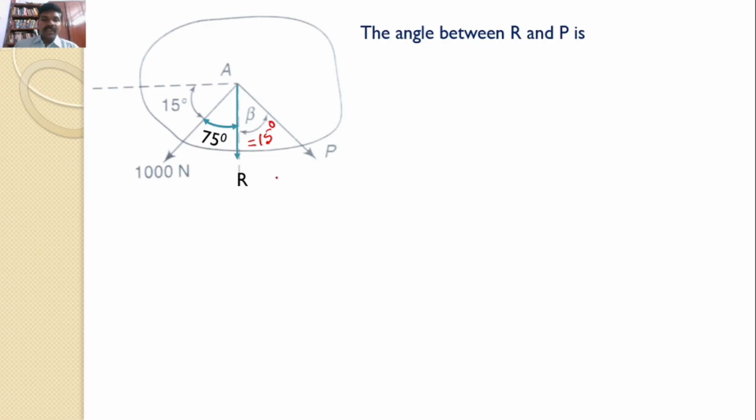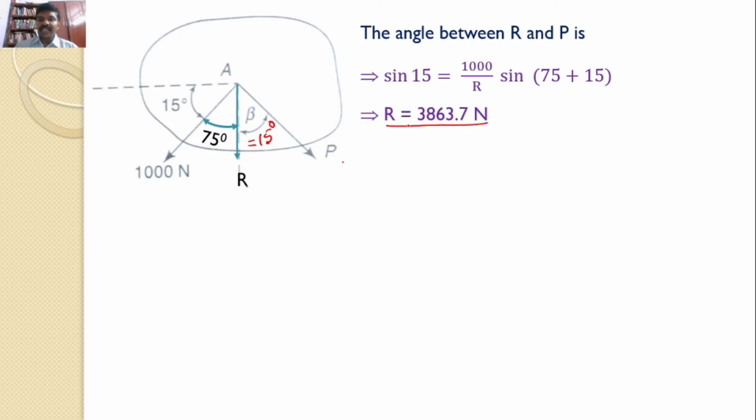Now the angle between R and P is beta, and that value is 15. So what equation can I write now? Sine 15 is equal to 1000 by R into sine(75 + 15). From that I can calculate the resultant force. R is equal to 3863.7 newtons.